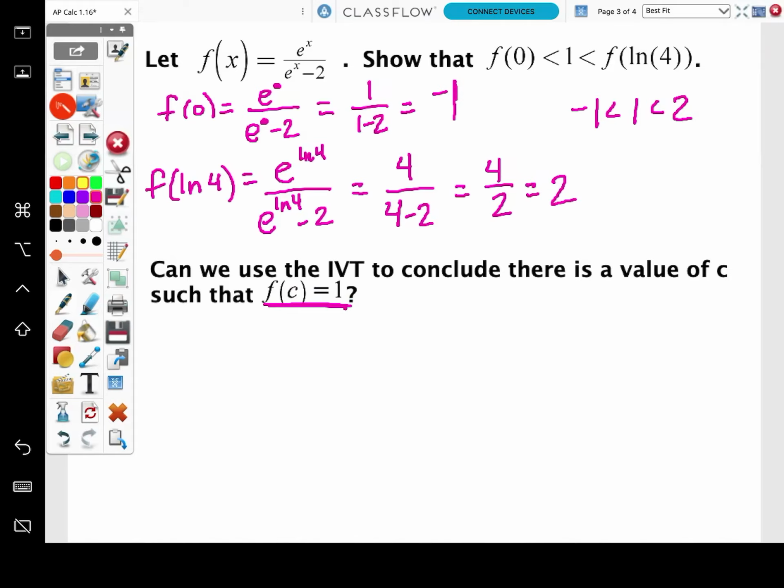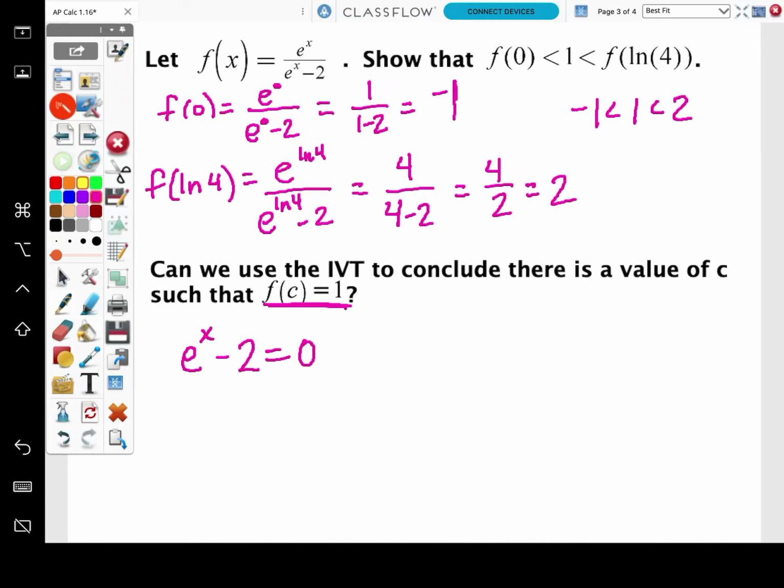The other thing is continuity. So let's check so we can answer this question. Can we use the IVT to conclude there's a value of C such that f of C is equal to 1? We're concerned about the continuity on this interval between 0 and natural log of 4. So let's figure out where f is going to be discontinuous. Because it's a rational function like that, we would have a discontinuity when the denominator equals 0.